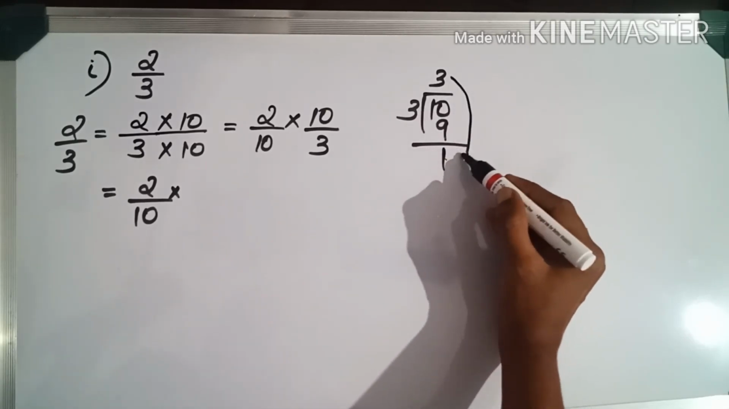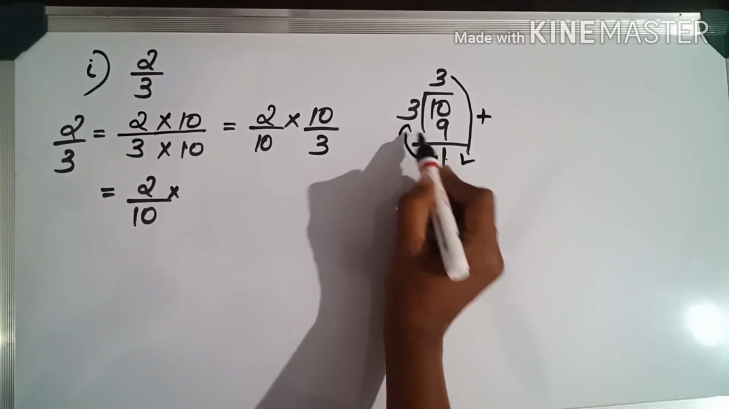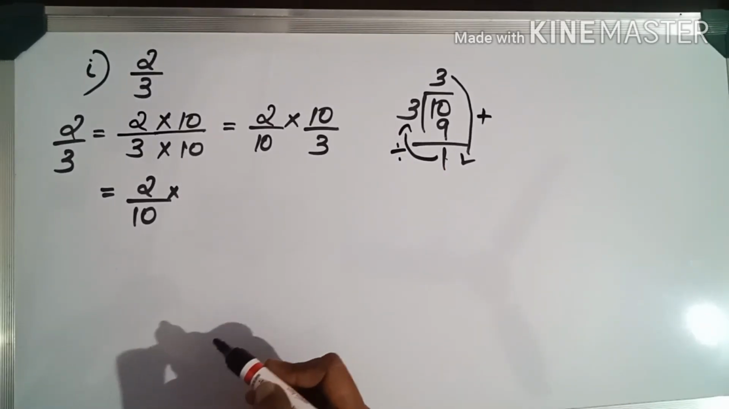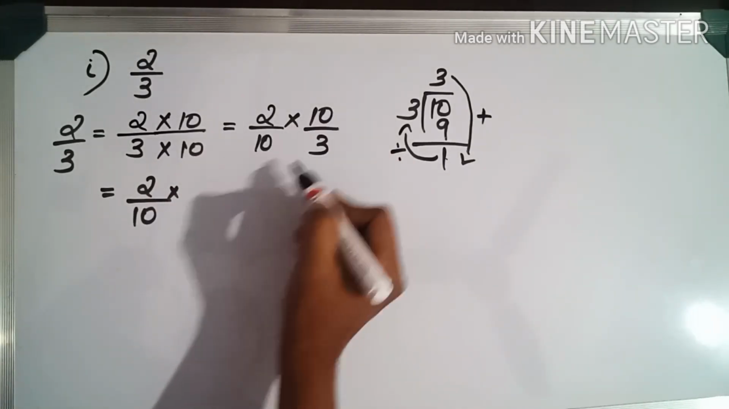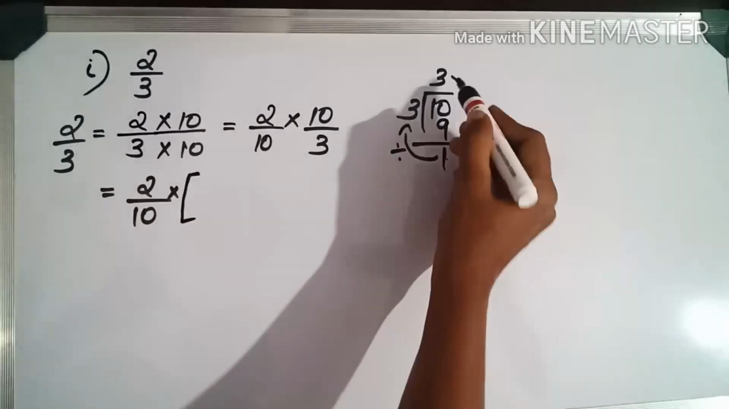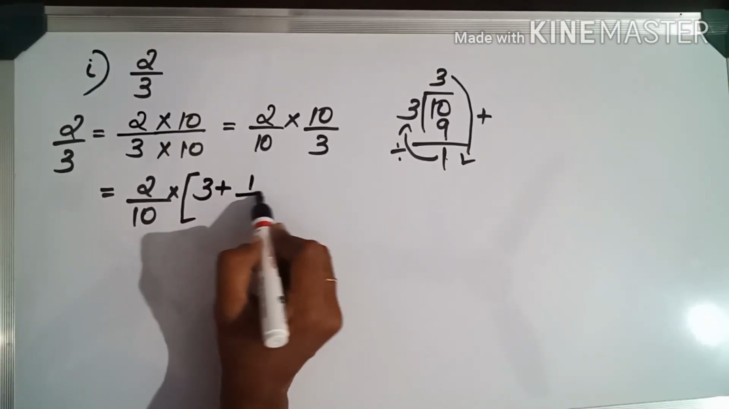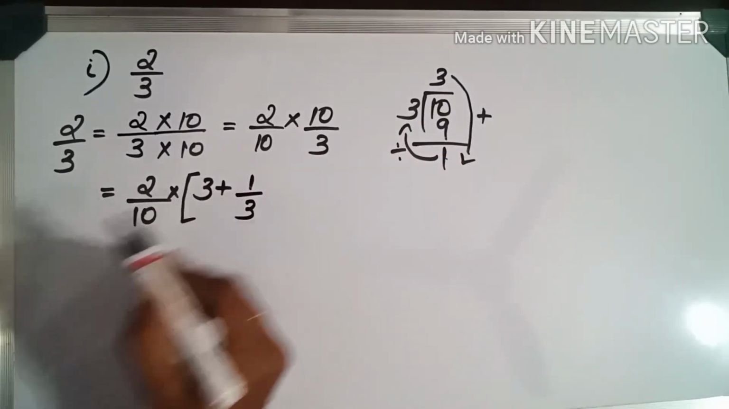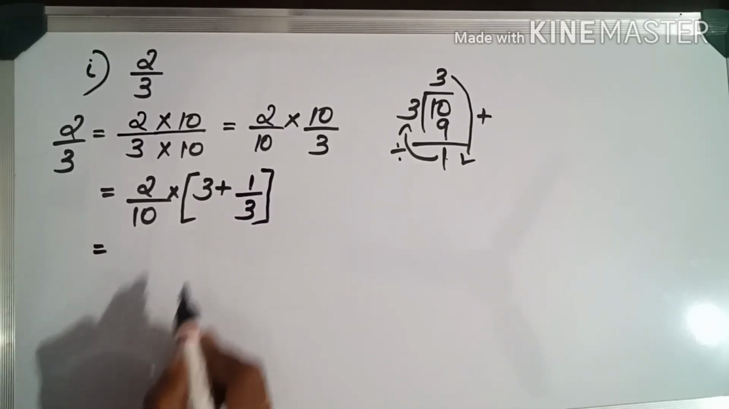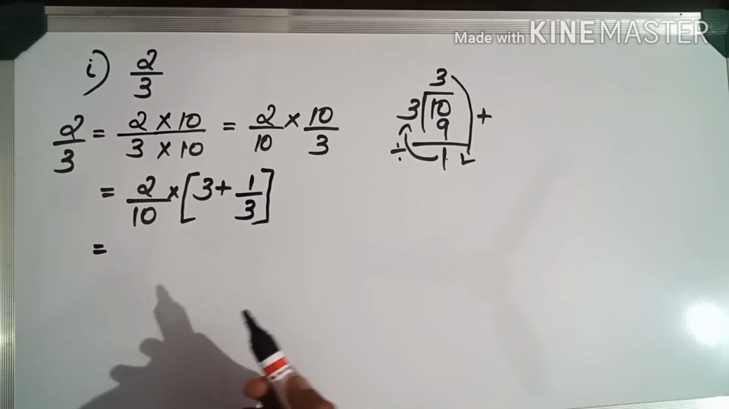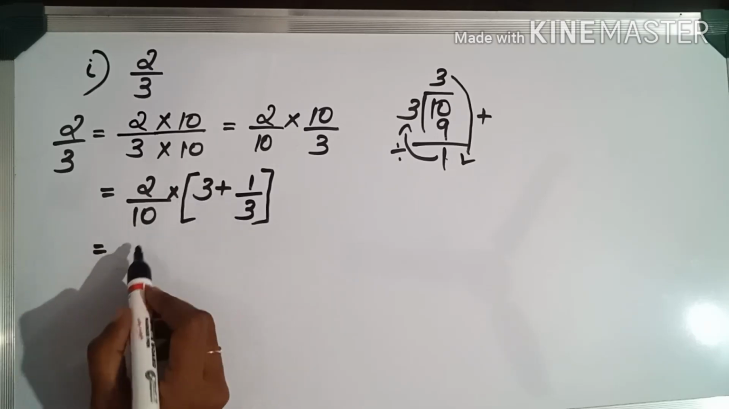So this we can write like this: 3 plus 1 by 3. So here the answer will be 2 by 10. Instead of 10 by 3 you need to write 3 plus, remainder is 1, so 1 by 3, like this. Now in the next step, the bracket opens. So here 2 by 10 into 3, first write.